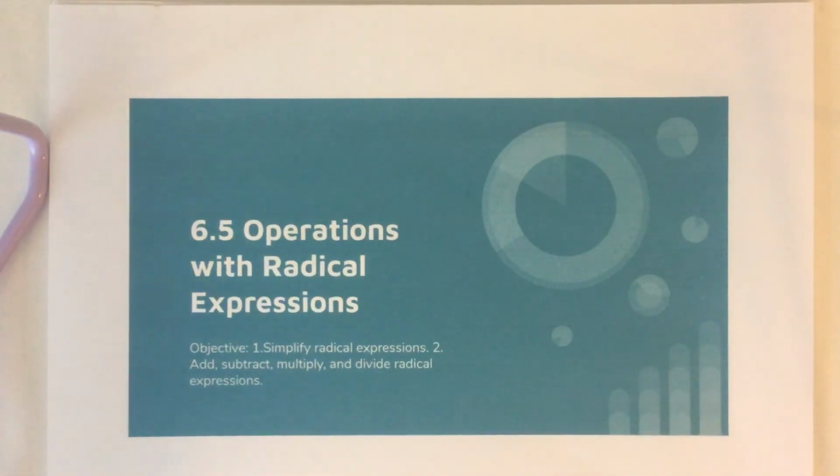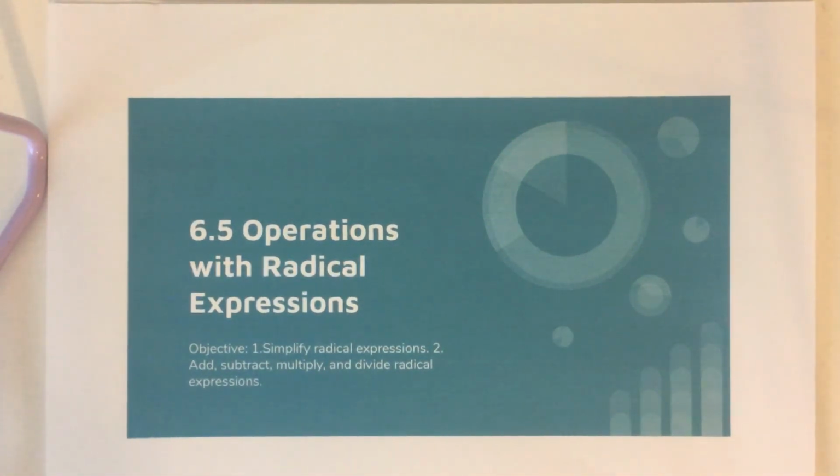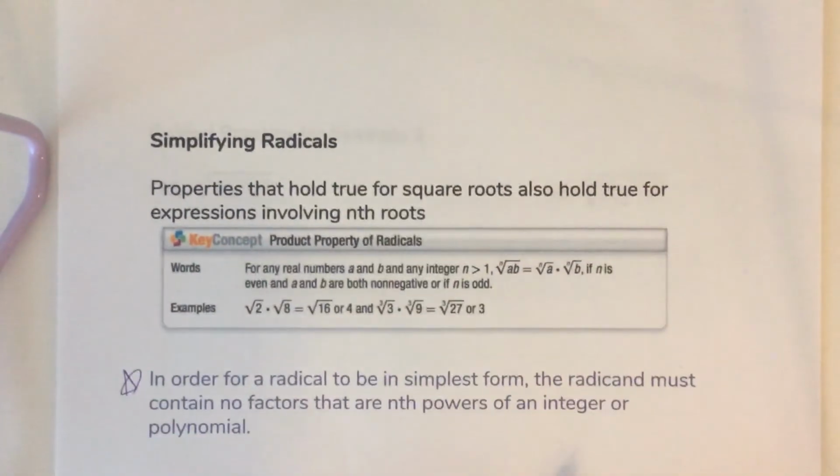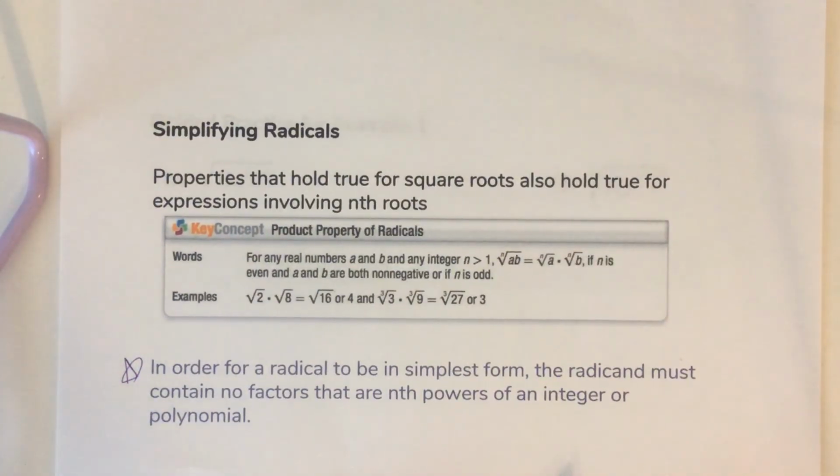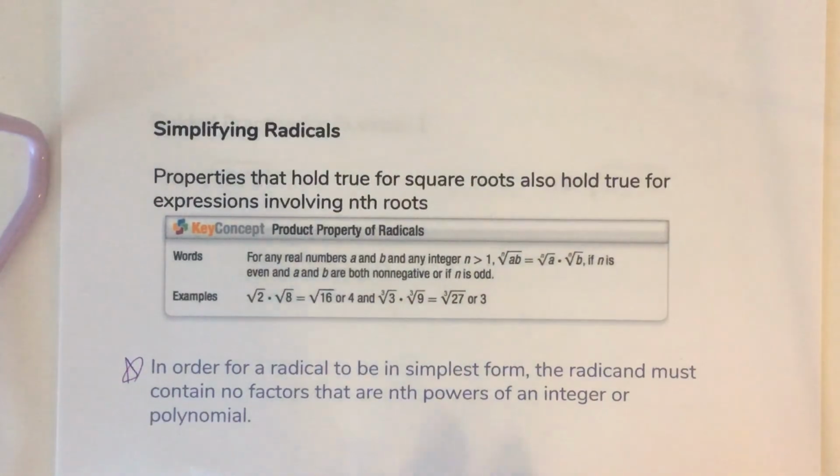Okay, so here is our lecture video for section 6.5, operations with radical expressions. We're basically just expanding on what we did in section 6.4 with simplifying radicals and adding different operations. And by operations, I mean adding, subtracting, multiplying, and dividing. Some rules that are going to help us simplify here. We got some multiplying rules and some dividing rules.